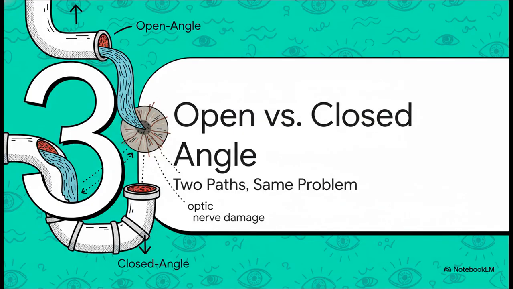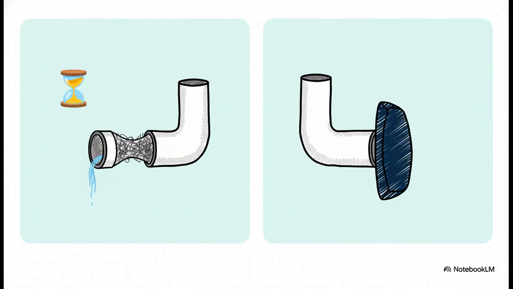Now, it's important to know that not all clogs are the same. In glaucoma, there are two main ways the drain can fail, and they look very, very different to a patient. We call them open-angle and closed-angle glaucoma. They're two totally different paths. But unfortunately, they both lead to the same destination, damage to the optic nerve. And this slide lays out the difference perfectly.